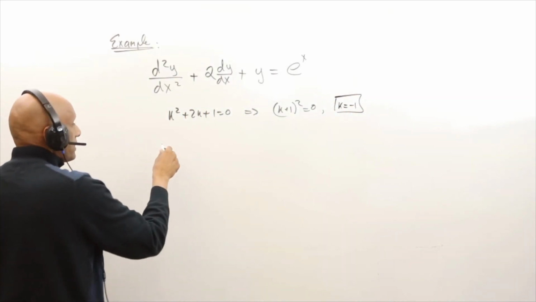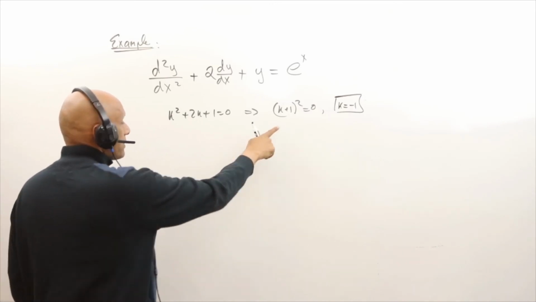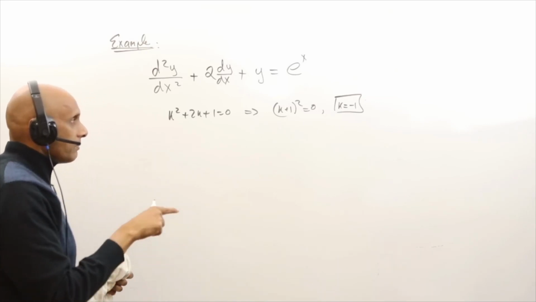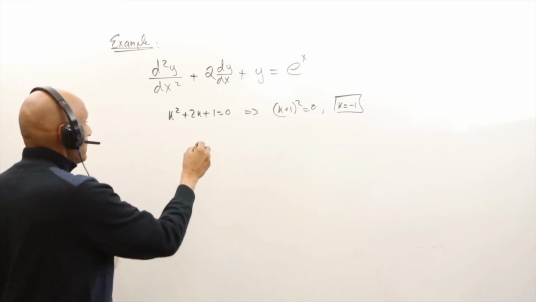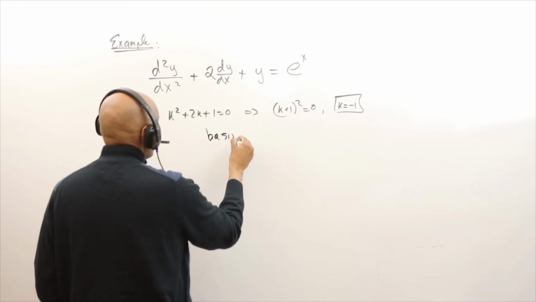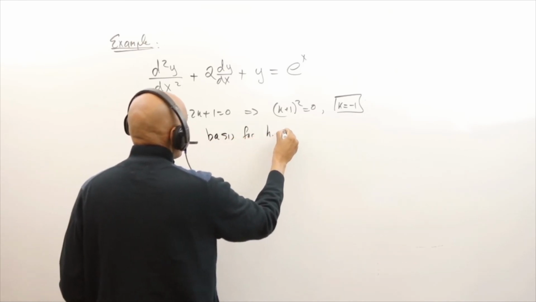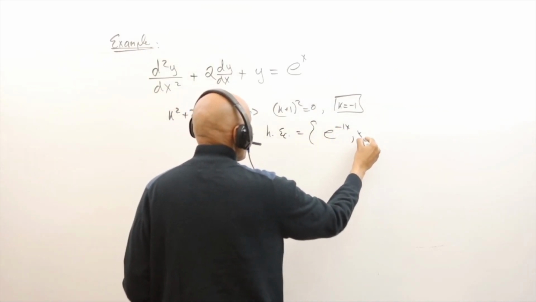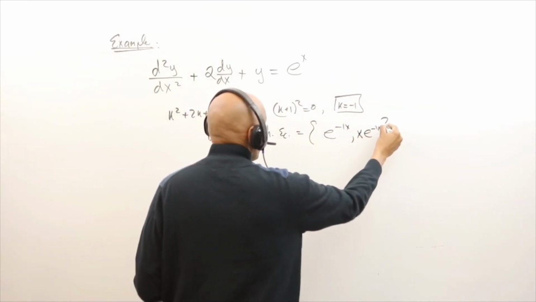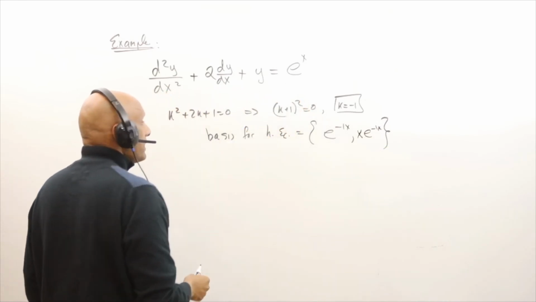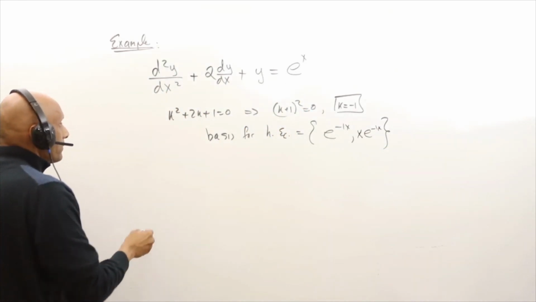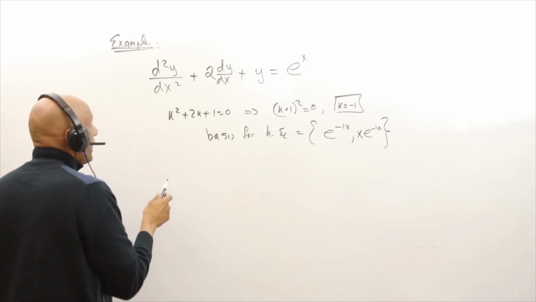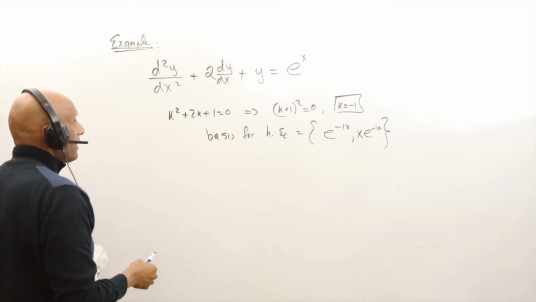So our basis is going to be e to the minus 1x. The root is actually doubled, so we're expecting x e to the minus 1x as well, and so our basis for the homogeneous equation is e to the minus 1x and x e to the minus 1x. Same thing as we did last time. But the inhomogeneous portion is e to the x. So this is part 1: we have the general solution. Now we have to find a specific solution for e to the x.